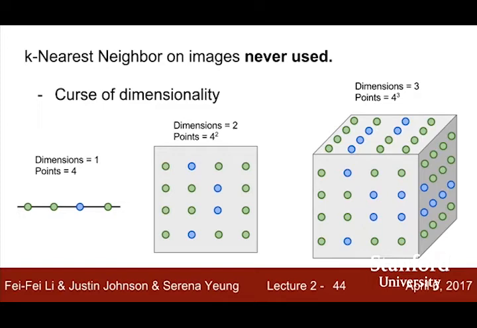The problem is that densely covering the space means that we need a number of training examples which is exponential in the dimension of the problem. So this is very bad. Exponential growth is always bad, and you're never going to get enough. Basically, you're never going to get enough images to densely cover this space of pixels in this high-dimensional space. So that's another thing to keep in mind when you're thinking about using k-nearest neighbor.